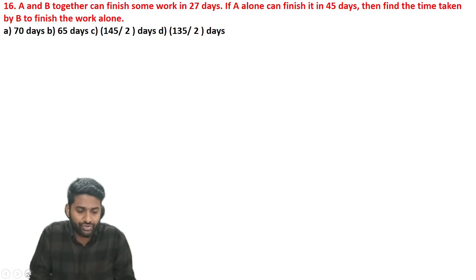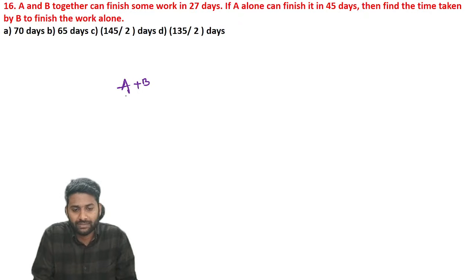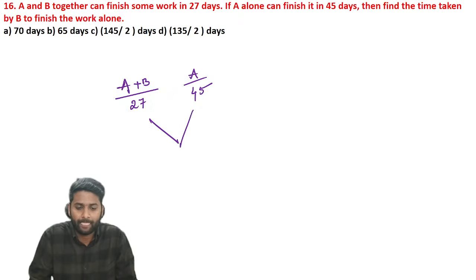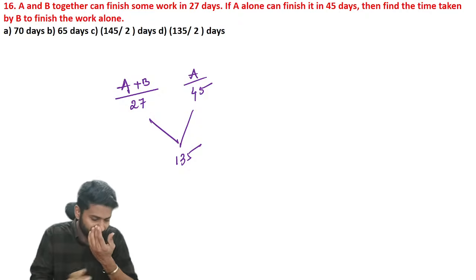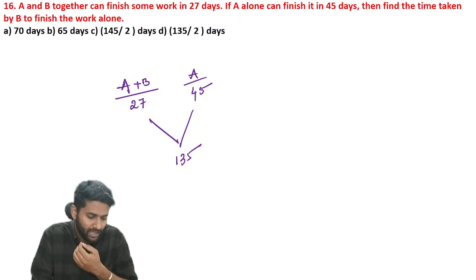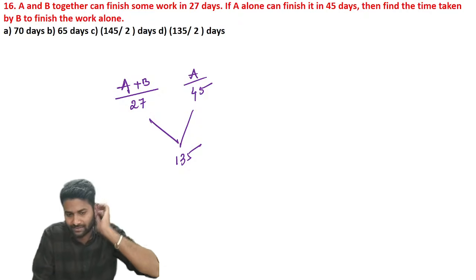Next, let's see this question from time and work. A and B together can finish the work in 27 days. A alone takes 45 days. Then what is the time taken by B to finish the work? Let's identify the efficiency. Now if you go with the LCM 135, how do you get 135? We have two values in the comparison. One is 27, the other one is 45. If you take the LCM of 27 and 45, it gives the total work.